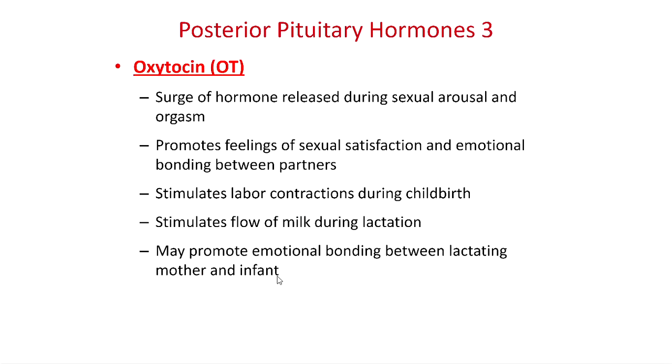We also have oxytocin, referred to as OT. Oxytocin is a hormone that has multiple functions in our bodies. It affects both the brain and the smooth muscle tissues of our bodies. So when somebody reaches sexual arousal and orgasm, there's going to be a lot of oxytocin released in their body. That's one of the reasons why oxytocin is referred to as the love hormone, because it promotes feelings of sexual satisfaction and allows for lots of emotional bonding with whoever it is you're with when you're having lots of oxytocin being released into your body.